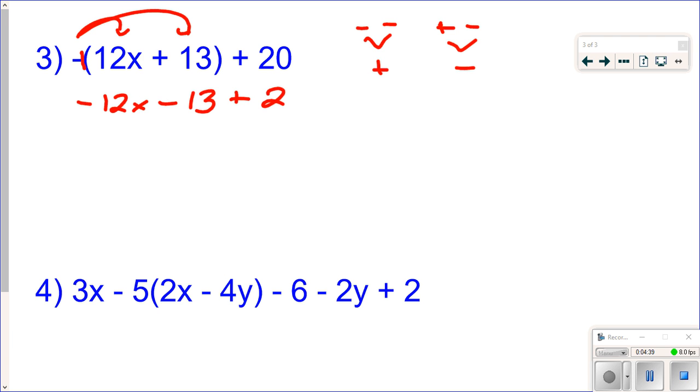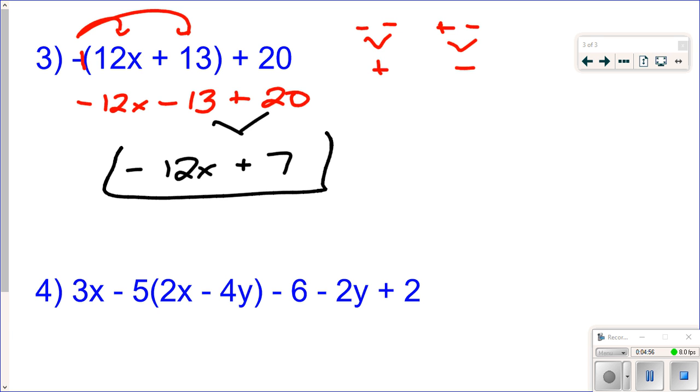Then I bring down the plus 20. I have like terms here. Now I have negative 12x. This is negative 13. Remember that symbol belongs with the 13. Negative 13 plus 20 is positive 7. That's where the plus sign came from, the fact that that's a positive 7. So if that came out to -7, this would be a minus sign here.